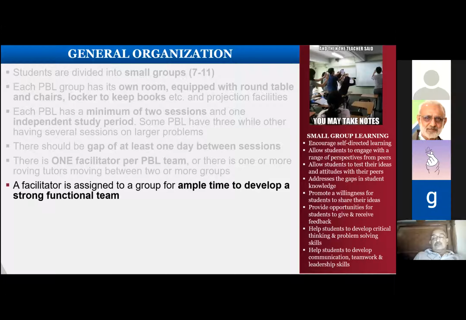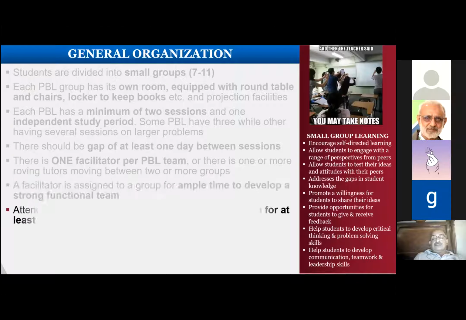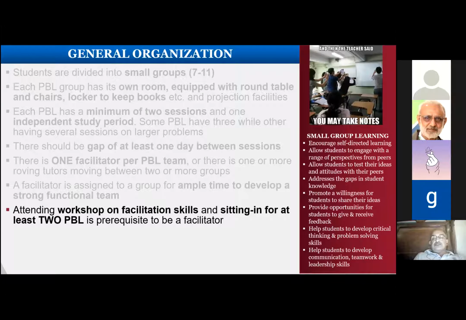However, if the university is following the rule that there will be a PBL every week, so there is a module of 6 or 7 weeks, and every week there is a PBL session, then 7 weeks is enough to build a team during that period. So it depends upon how many PBLs are done and how many facilitators are available.